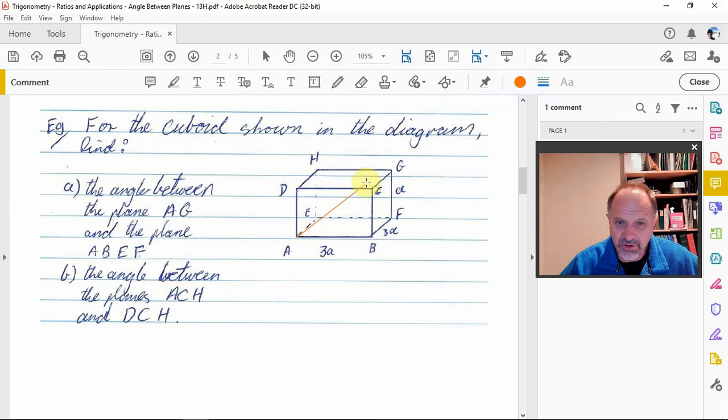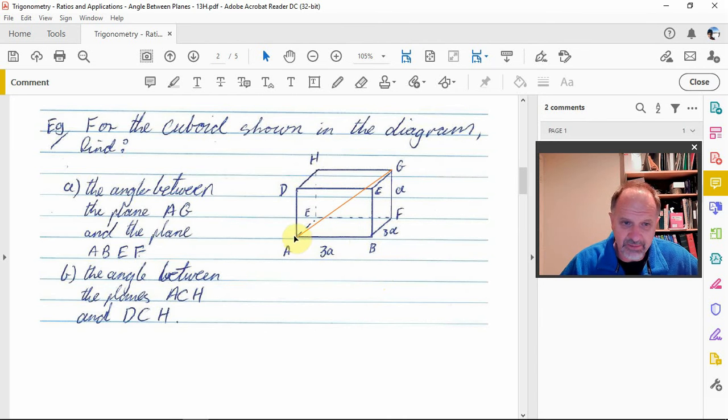AG, so if I drew a line here from A to G, that's that orange one there. So with coordinates, that's three-dimensional, so it's coming out of the page and into the page. Again, we've got that same issue of a three-dimensional object depicted on a two-dimensional page.